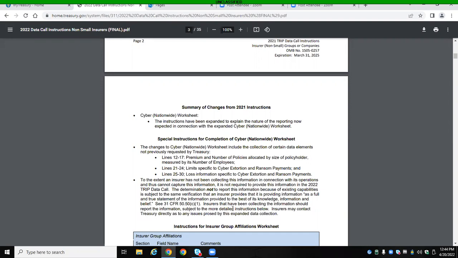Again, this last on the instructions, if you have any further issues on this, I hope for those of you who have engaged with us in the past, we try to be as responsive as we can. We appreciate this is a burden to do, but it's a burden that Congress requires us to do.